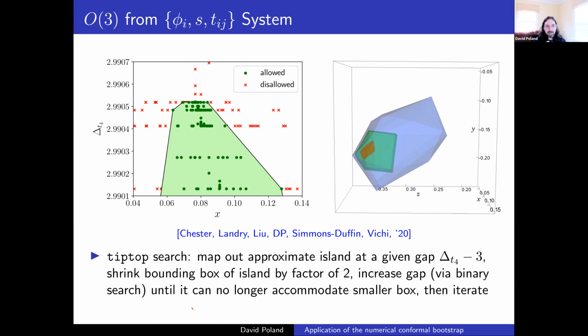And then you keep iterating this procedure. You map out some approximate island at one value of the gap, you go up, you map out another island, you go up, you map out another island, and you keep doing that until you basically find that there's no island left, and you get some big dense cloud of disallowed points right on the tip of this allowed region. And then you feel pretty confident that there's no tiny little spike of allowed region coming out in between the disallowed points.